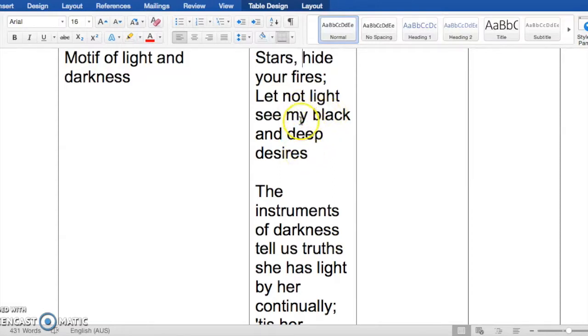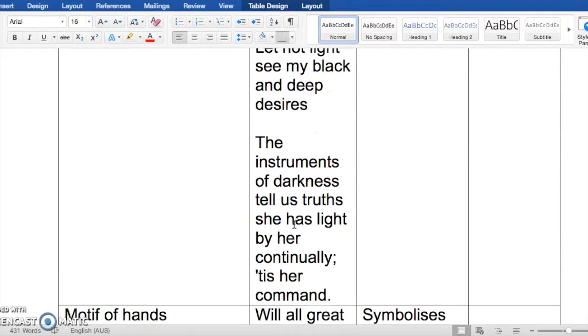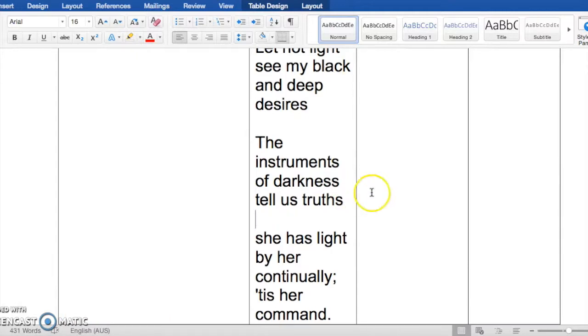So he's personified light, and he said he doesn't want light to see his black and deep desires. So there is a bit of a juxtaposition between light and black. And Banquo here says, "The instruments of darkness tell us truths." He's talking about the witches and how at times what they've said is correct. So he calls here the witches the instruments of darkness. Again, there's that sort of light and dark.